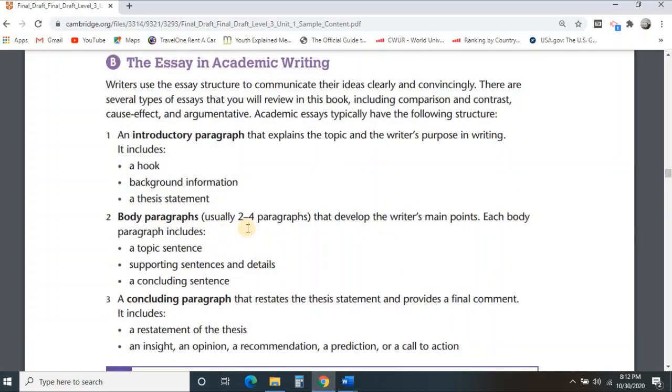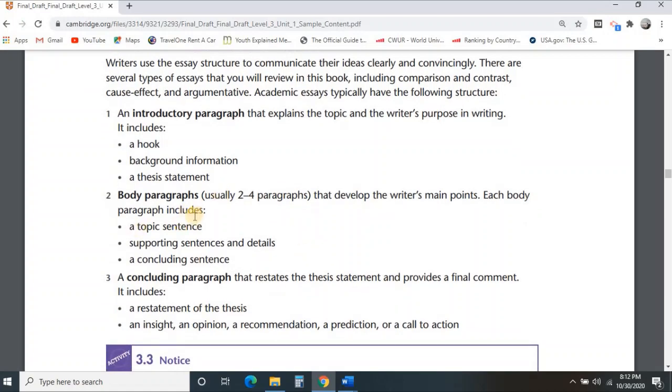Body paragraphs usually have 2 to 4 paragraphs, but I recommend 3 paragraphs. So in total, the number of paragraphs should be 5: introduction, 3 body paragraphs, and a conclusion. So the body paragraphs are 3. Now let's talk about each one. Each body paragraph should have these 3 elements. The first part is the topic sentence, the second is supports and details, and the last is a concluding sentence.